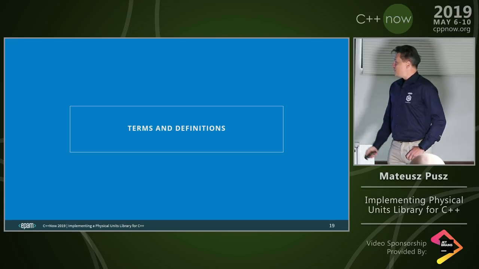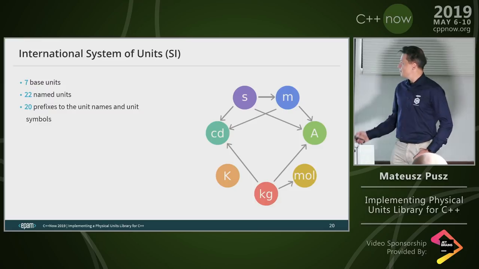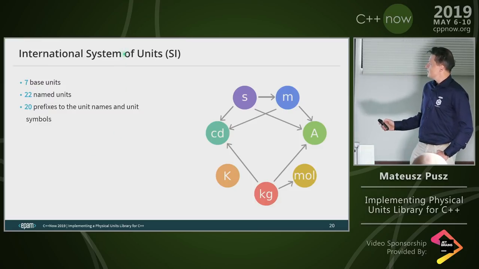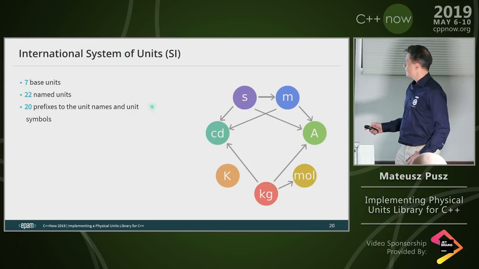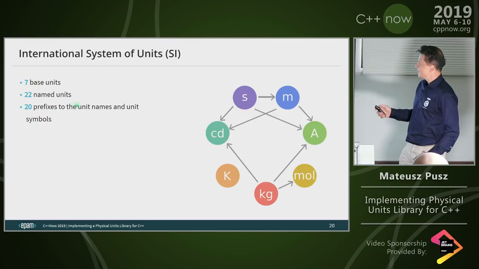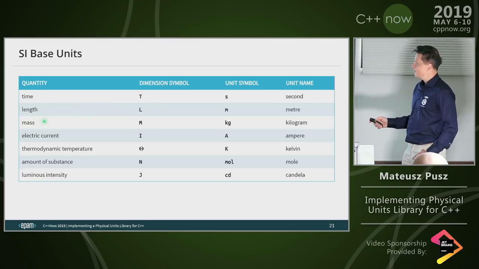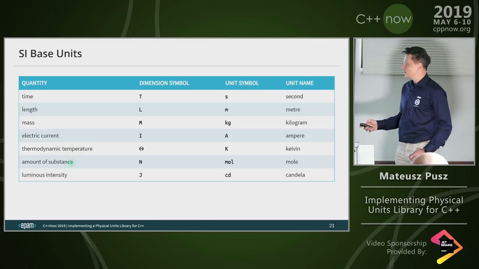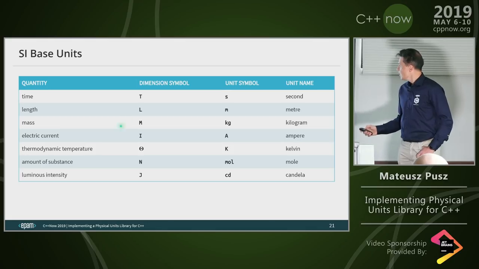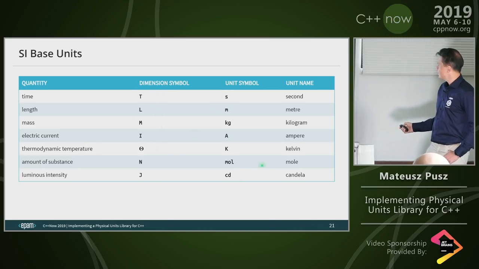First, let's talk about some terms and definitions that are needed for this domain, so we will know what we are talking about. There is an international system of units, SI. It has 7 base units. It has 22 named units, 20 prefixes to the units, and unit symbols. Base units are time, length, mass, electric current, thermodynamic temperature, amount of substance, and luminous intensity. All of them have symbols of their units, and names of the units.